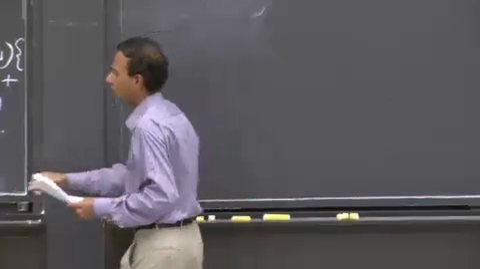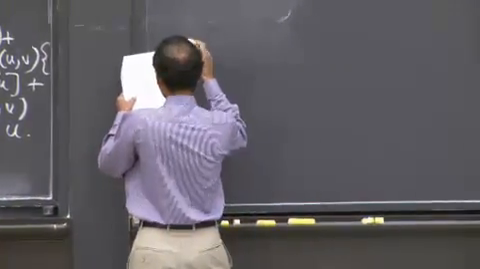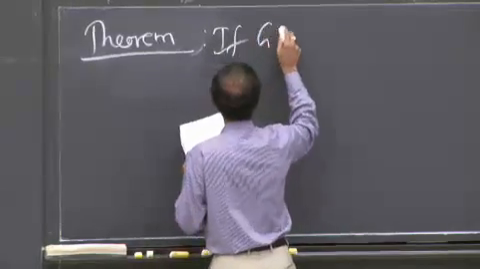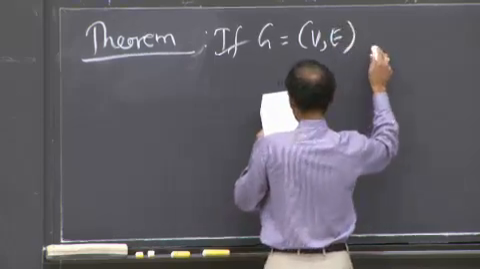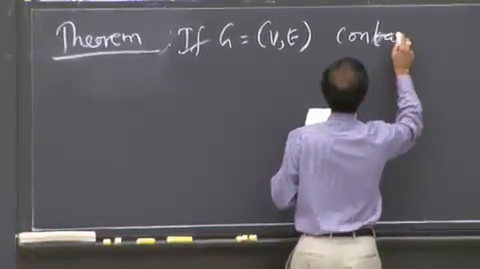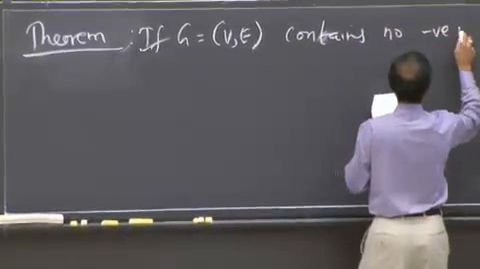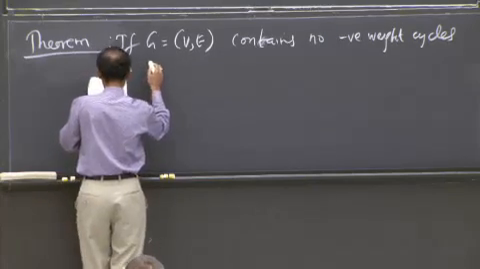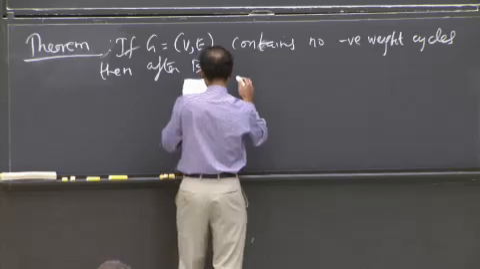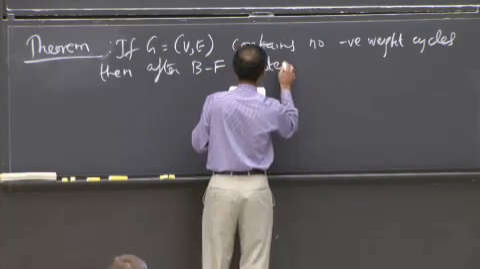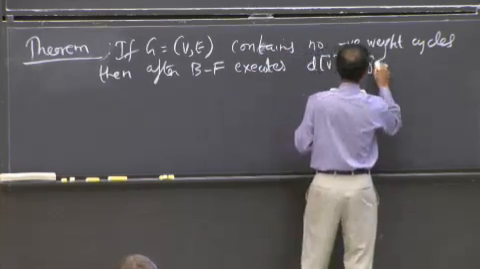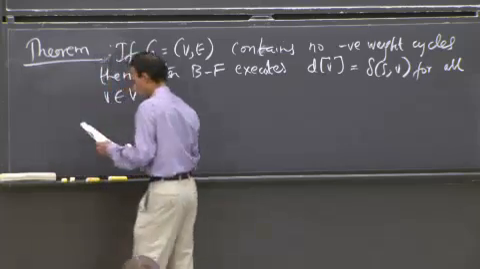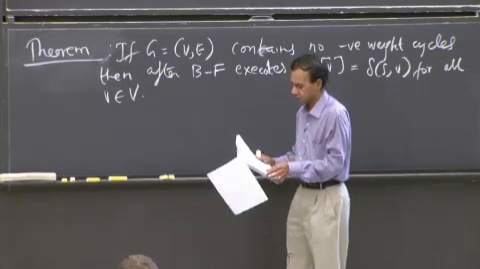So what we have here for this algorithm is that it can guarantee, in a graph G equals (V, E), if it contains no negative weight cycles, then after Bellman-Ford finishes execution, d(v) equals delta(s, v) for all v belonging to V. All right? And that's the theorem we want to prove.